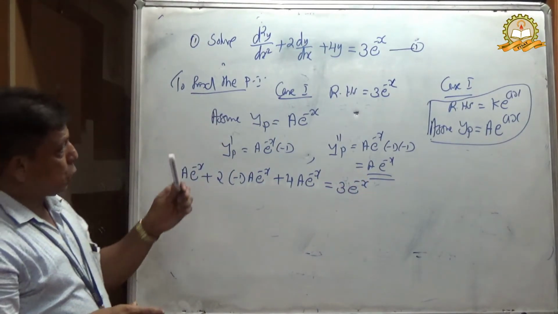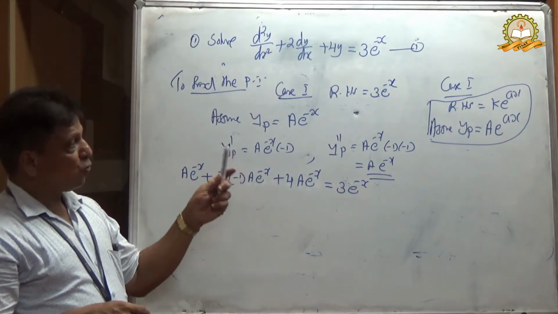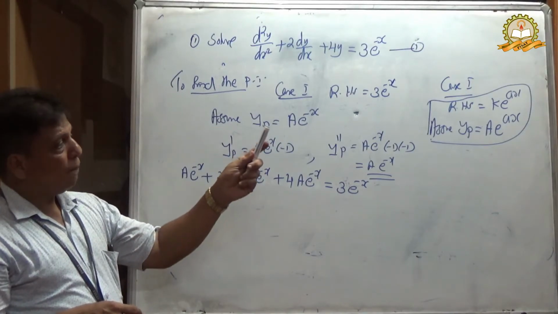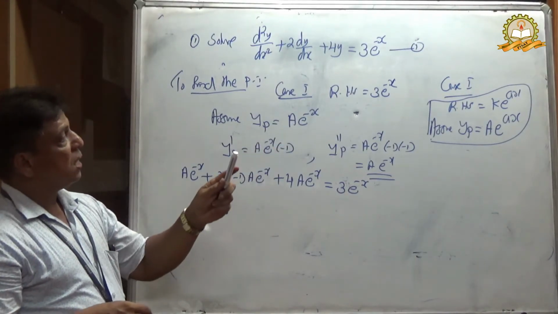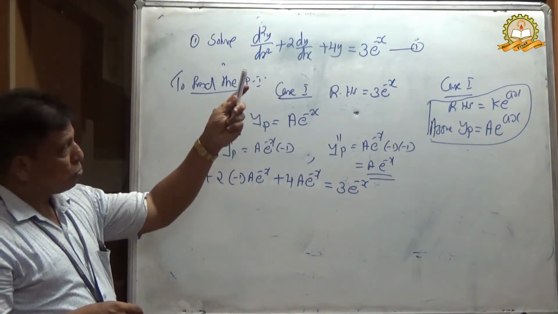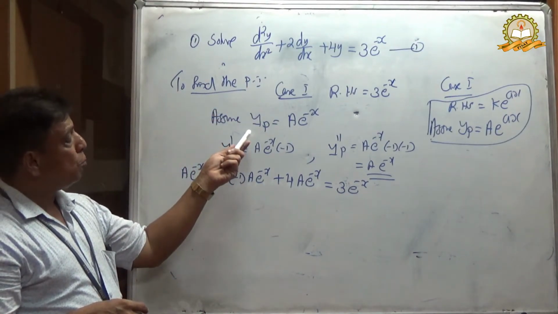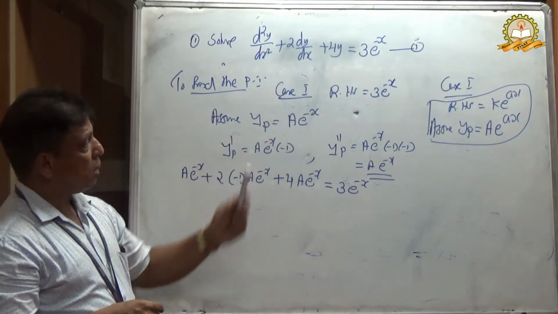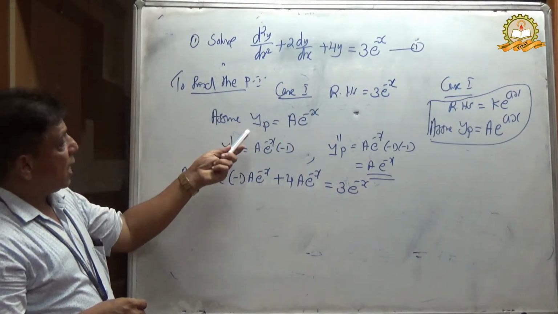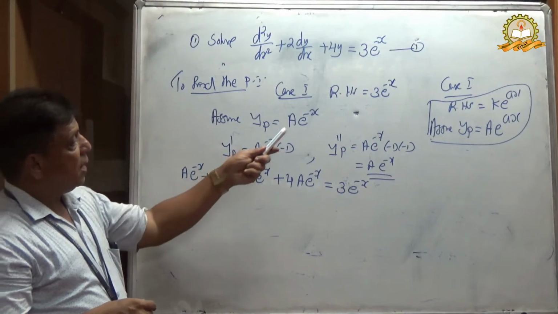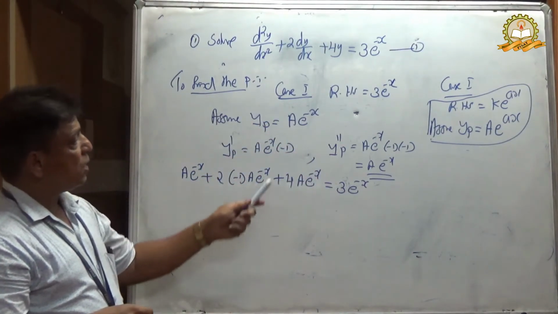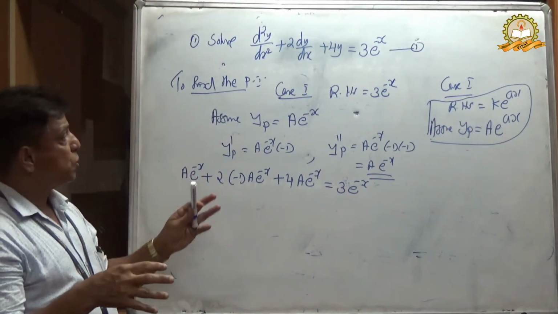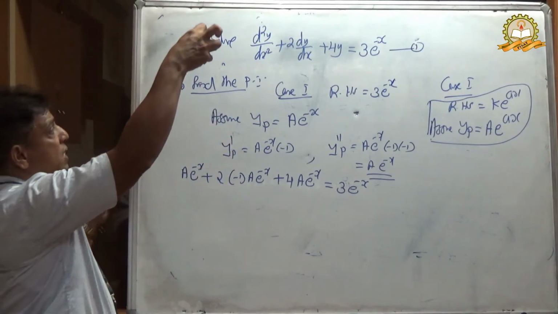Here in case 1, the right hand side is k into e raised to ax. Therefore, we assume yp is equal to a into e raised to ax. Here the right hand side is 3 into e raised to minus x, therefore we assume yp is equal to a into e raised to minus x. Then take the first and second derivatives of yp and substitute them in the given problem.